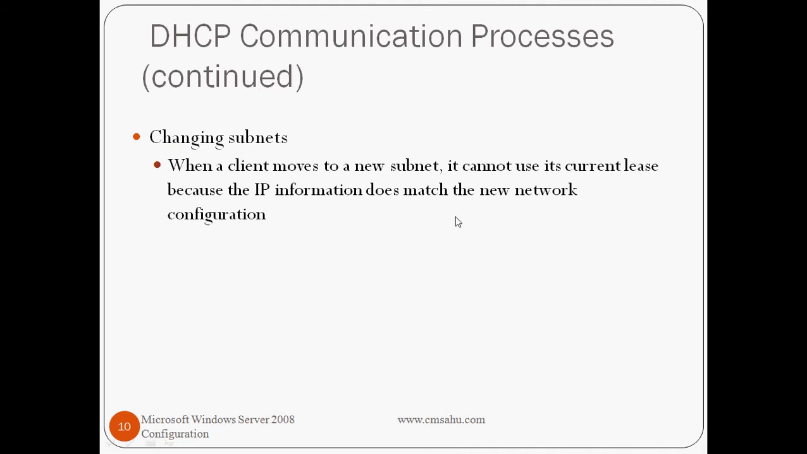And the DHCP communication process continued, changing the subnet. When a client moves to a new subnet, it cannot use the current lease because the IP information does not match the new network configuration. You understand, right?